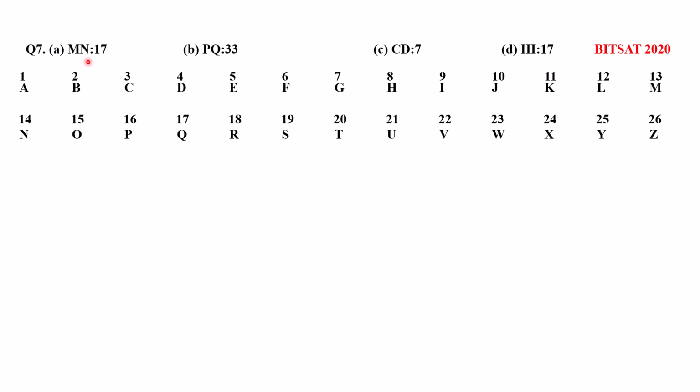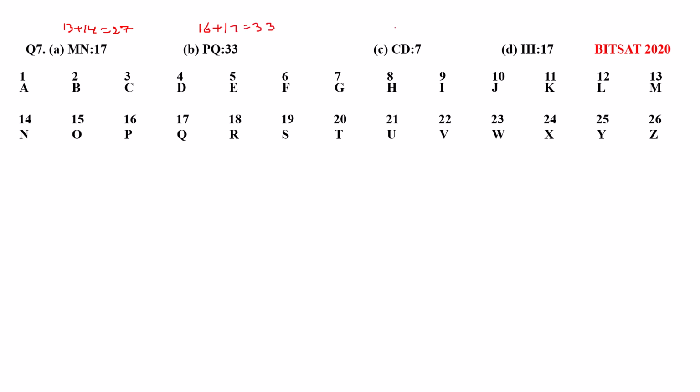So first you see M and N. The position of M is 13th place, the position of N is 14th place. And if I add 13 plus 14, I am getting 27. Okay. Now let's do it for P and Q. P's position is 16 and Q is 17. 16 plus 17, I am getting 33.